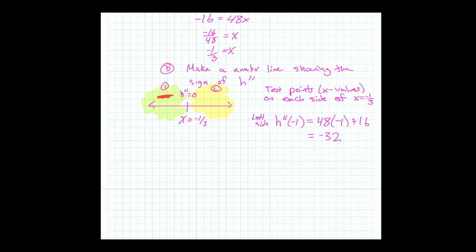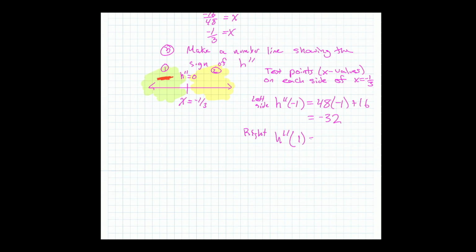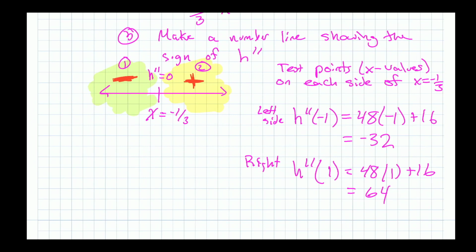Then you check the other one. So the right side, h double prime, something to the right of -1/3. I mean, there's a lot of numbers over there. Let's just do 1. That would be 48 times 1 plus 16, which is 64. Well, that's positive. Like that. So it's negative on the left side, positive on the right side. So we are able to conclude that that is in fact an inflection point because the sign changes. So we can say that.